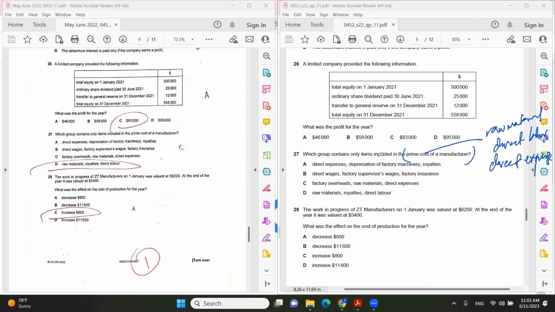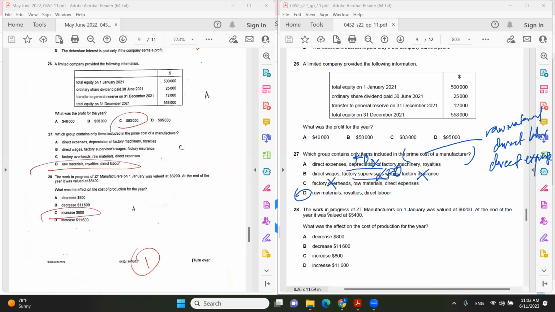So which one is the odd item? This depreciation is under factory overhead, so out. Direct wages, which is direct labor. Factory supervisor wages is under factory overhead, so this is also out. This is factory insurance, also under factory overhead. Factory overhead, out. So no more others. Donkey is our one. So raw material is this one. Royalty fee is direct expenses. Direct labor is direct labor.